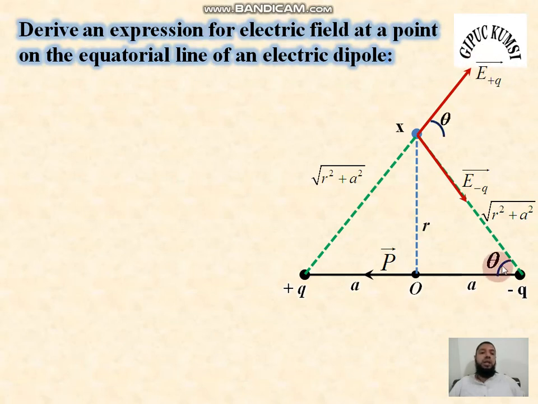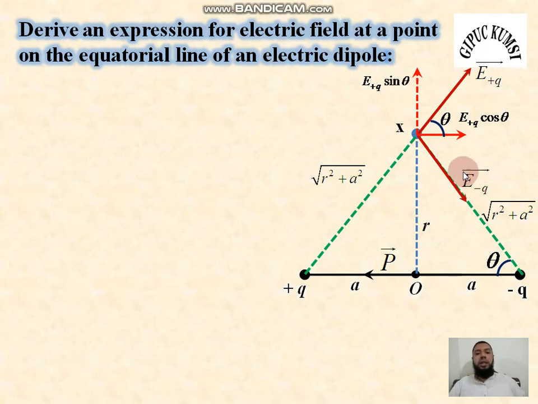Now, if I take the angle made by the line joining the charge and the point with the horizontal as theta, then the horizontal component is E plus q cos theta and the vertical component is E plus q sin theta. E plus q ಅನ್ನು resolve ಮಾಡಿದಾಗ horizontal component E plus q cos theta ಆಯಿತು, vertical component E plus q sin theta ಆಯಿತು.